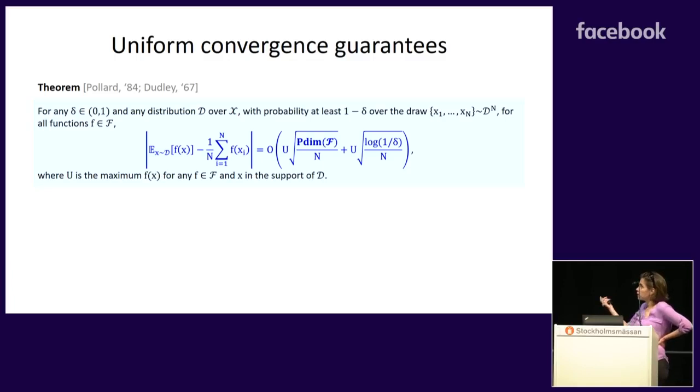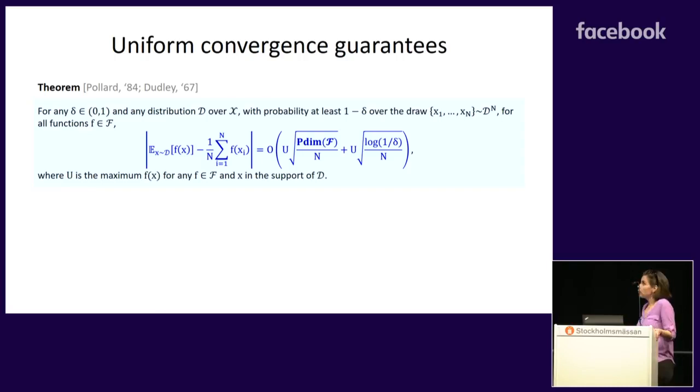Okay, and so this is a classic result, a uniform convergence result based on the pseudo-dimension. This is a classic result from learning theory. And so now, going back to our mechanism design context, I want to show you how we can actually compute the pseudo-dimension of certain classes of functions, of mechanism classes that come from automated mechanism design.